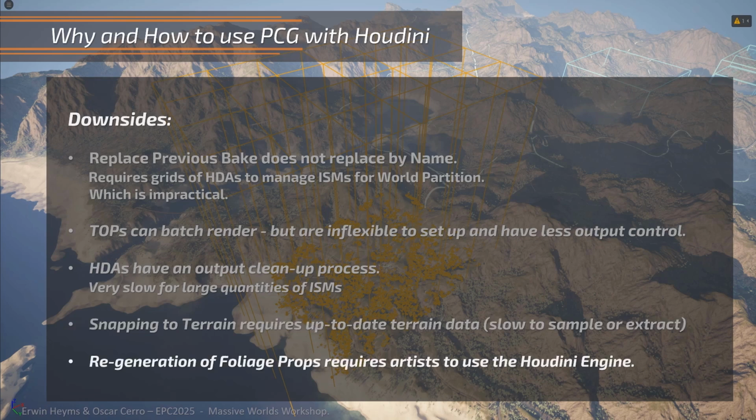And then finally, let's talk about artists, right? If you are an artist that doesn't know Houdini, and you don't really want to deal with too much of the Houdini engine, and that's common, right? Regenerating your foliage and props using a bunch of Houdini tools, when you have to jump through a bunch of these hoops as well, is just impractical. Or at least, they won't want to do it too much. It's going to slow down their iteration speed, and that's never a good thing in production.